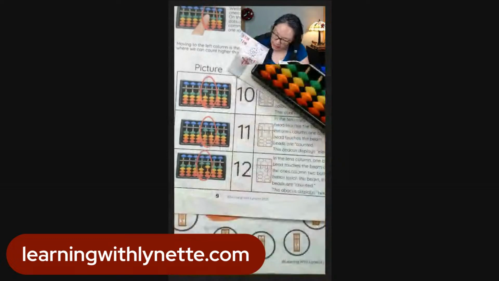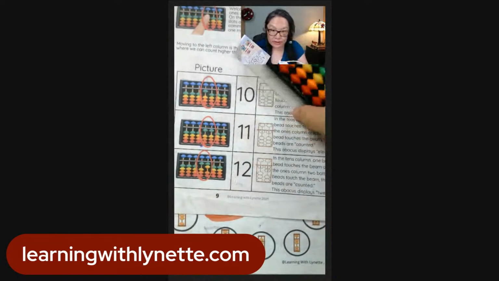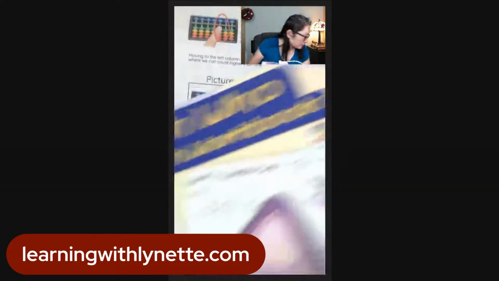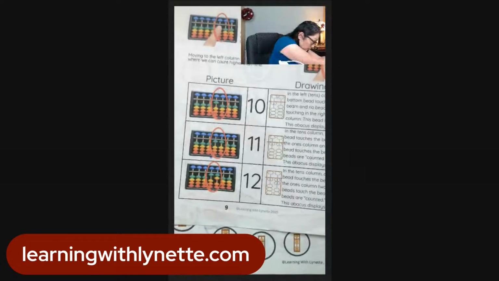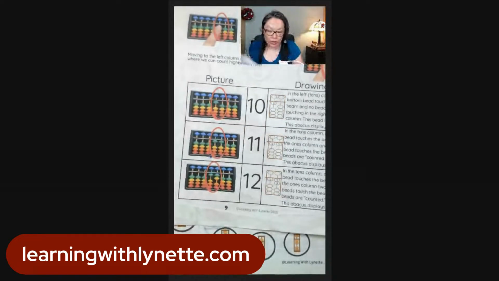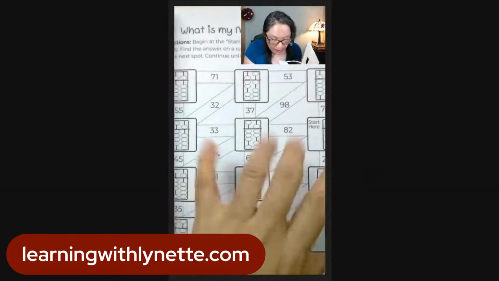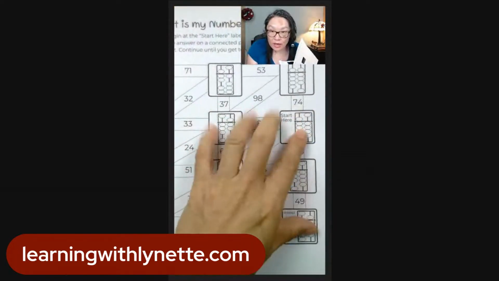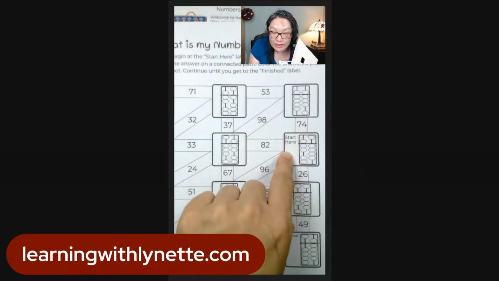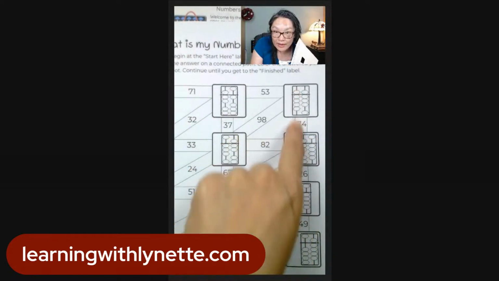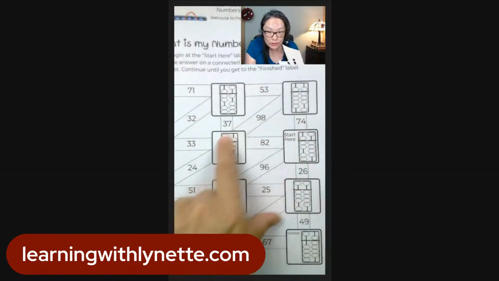Here's a maze that I've created to help us learn how to read the abacus. And what we're going to do is start over here. Then as we read our abacus, we're going to follow the path, and whatever the path takes us, we will finish.